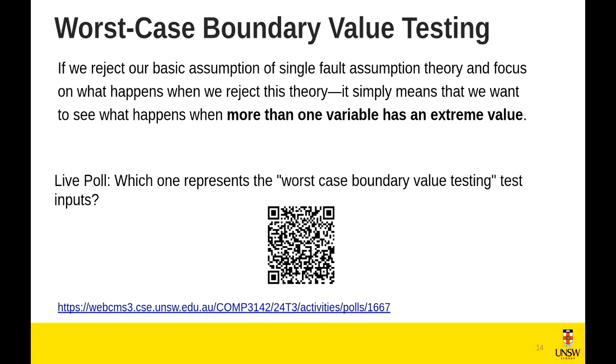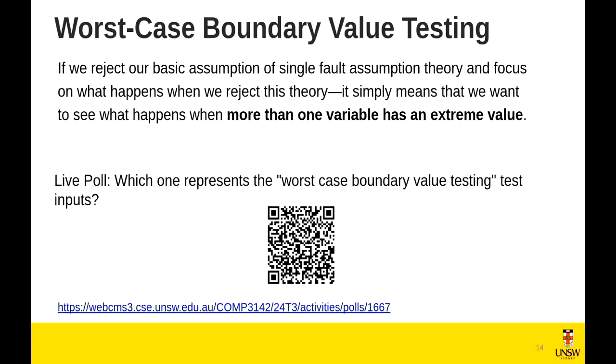And we have our third type of boundary value testing, called worst case boundary value testing. Because just now, remember, we had an assumption that every fault is related to only one variable. But what if we remove this assumption? What if we allow a fault to be related to the extreme values of 2 or more variables? So what kind of test cases should we have now?